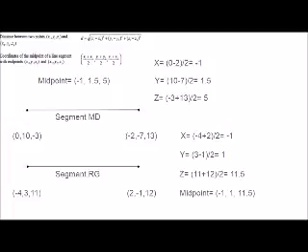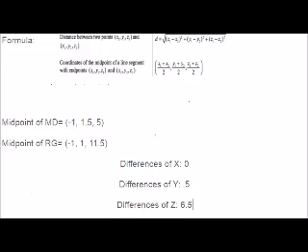So now you've found the midpoints of both segments, and now you're going to use what you found to calculate the distance between the two midpoints. So now on this slide, I've typed out both midpoints that we found on the previous slide, the midpoint of MD and the midpoint of RG. So we're going to find the differences of each individual coordinate x, y, and z.